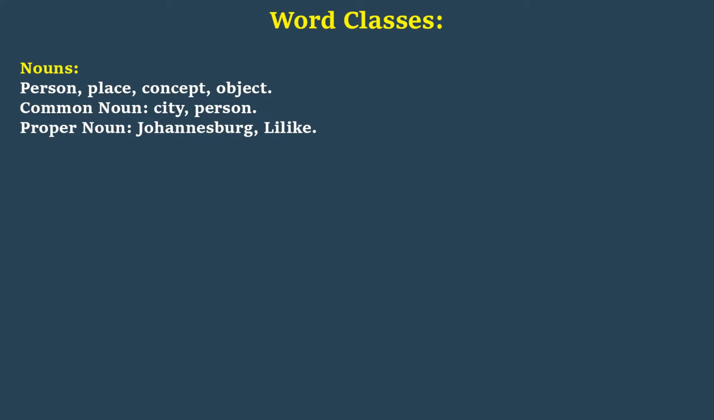First off, we're talking about word classes. So firstly, we have nouns. Nouns are a person, a place, a concept, or an object. There are two types of nouns. There are common nouns and proper nouns. Common nouns are kind of vague, whereas proper nouns are way more specific. So an example for a common noun would be city, whereas a proper noun would be Johannesburg.